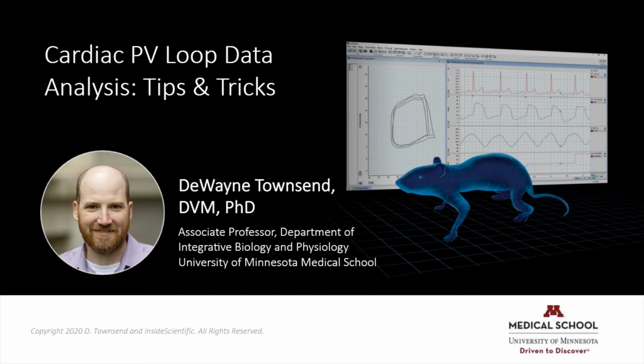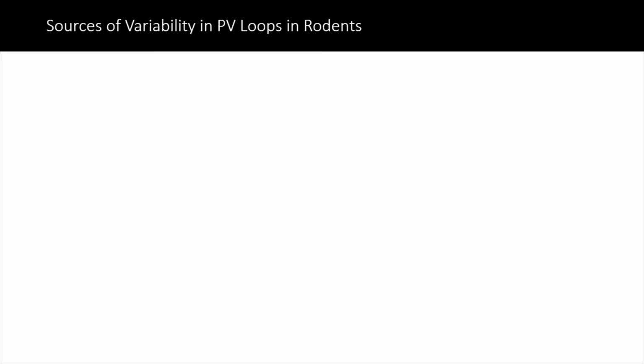So I've been tasked with presenting a more practical approach. What are some of the issues that I think are important when it comes to collecting high quality PV loop data? For the purposes of this talk, we'll focus primarily on rodents, mouse data. In the Q&A, we can certainly talk about large animals. Both Adam and I have a bit of experience doing large animals, but we're going to talk mostly about small animals.